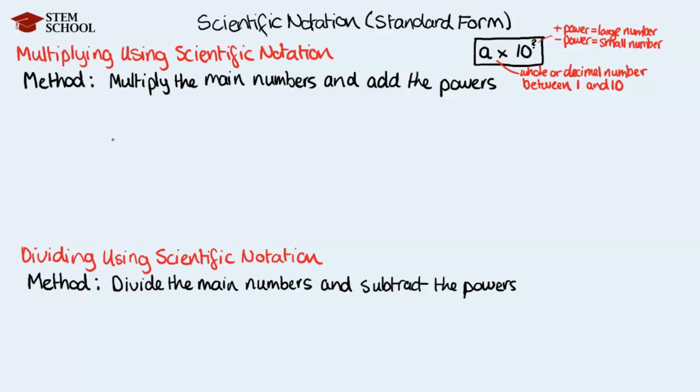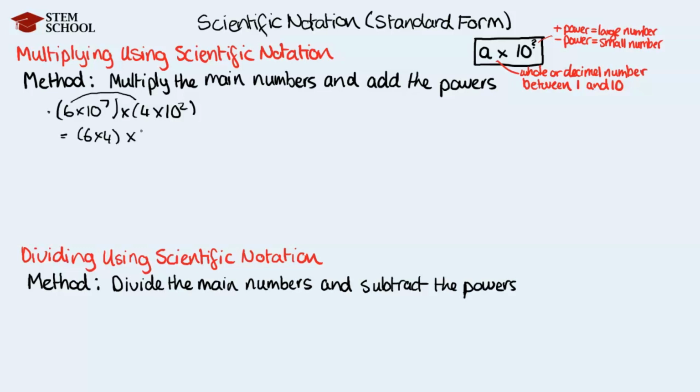In the exam, you could be asked to do scientific notation calculations involving multiplying and dividing. So let's figure out how to do that. So firstly, multiplying. The method is to multiply the main numbers, which is the a in this form, and then add the powers. So let's do an example. Let's do 6 times 10 to the power of 7. What we're going to do is multiply that by 4 times 10 to the power of 2. So 2 numbers in scientific notation form. So what we're going to do is multiply the main numbers, which is the 6 times the 4.